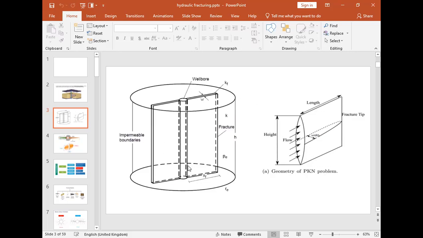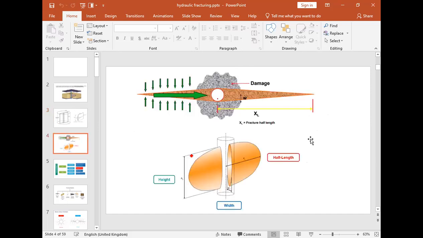So this is another look at how the fracture looks after the hydraulic fracturing exercise. We talked about the height. We have talked about the width, the hydraulic fracture width, and the hydraulic fracturing half length. Okay, so this is another look at how the hydraulic fracturing job will look at the end of the day. We have the half length, the width, and then we have the height. Looking at it in one dimension, you're going to see something like that.